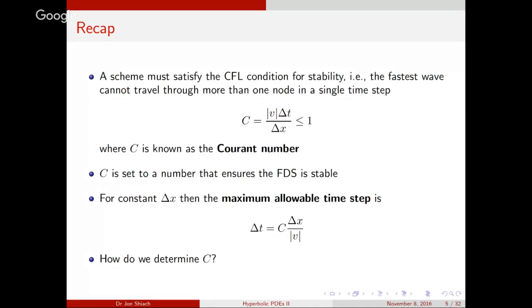The question is, how do we determine what our Courant number is? Like I said, it has to be less than 1, but let's say our Courant number was 1/10. 1/10 times delta x over v will give us a small value of delta t. But if I chose 9/10, I'd have 9 times that value. The larger the value of delta t, the better, because we're doing less work. We get to the solution quicker. But we can't have it too large, else it becomes unstable.